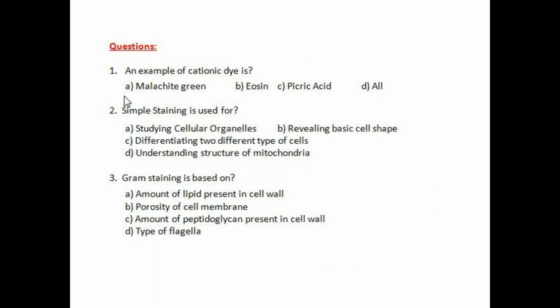Okay, I will discuss some of the questions here. What is an example of a cationic dye here? Malachite green, eosin, picric acid, or all? What is the answer for this? Example of a cationic dye. C.